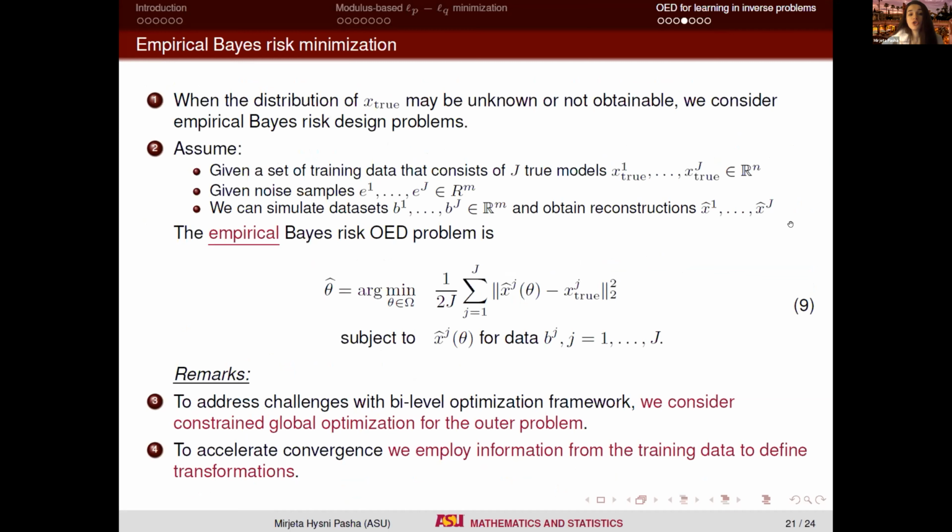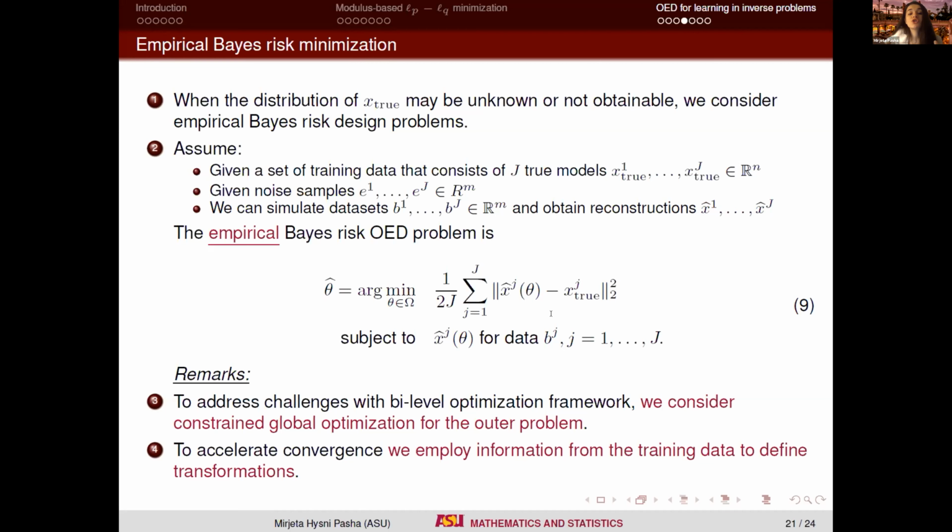There are different approaches actually. When the distribution for X is unknown or not obtainable, then we consider the empirical Bayes risk design problem. For example, given a set of training data and a set of noise samples, we simulate a data set, obtain those reconstructions, and then define the empirical Bayes risk optimal experimental design problem to be defined by this equation 9.